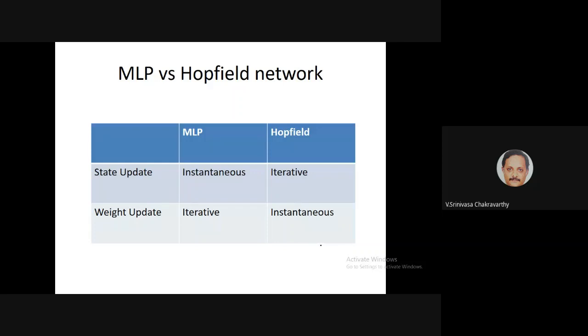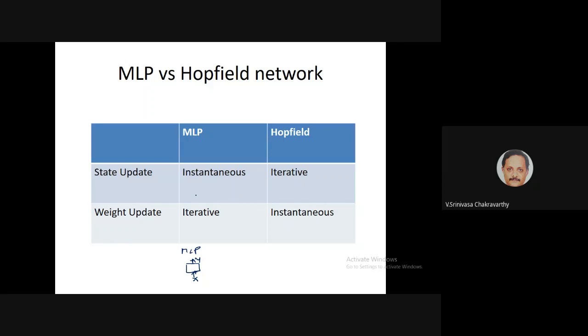Here we can contrast the way things work in an MLP with the way things work in a Hopfield network. In an MLP, the state update is instantaneous. You have a network, you give an input X, and you get the output Y, which is instantaneous. The state update doesn't take any time. Whereas in the Hopfield network, when you give an input, to produce the final output you need to iterate through the network for a few steps before it stabilizes and returns your complete pattern. Therefore, state update is iterative.